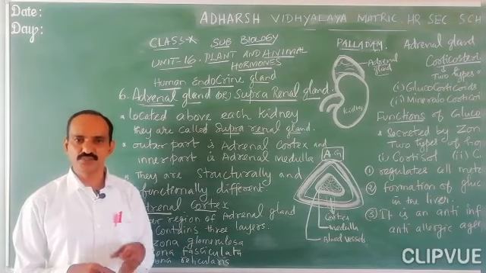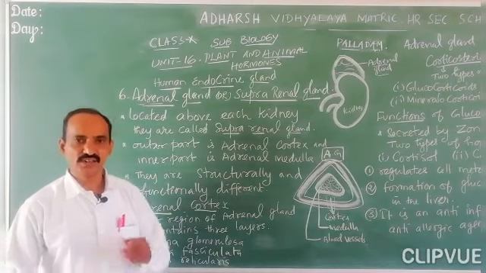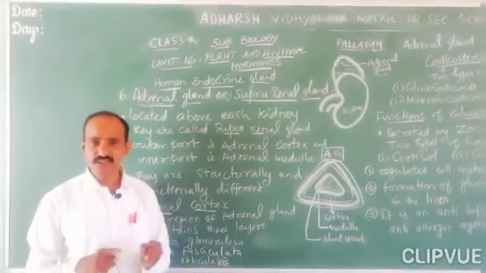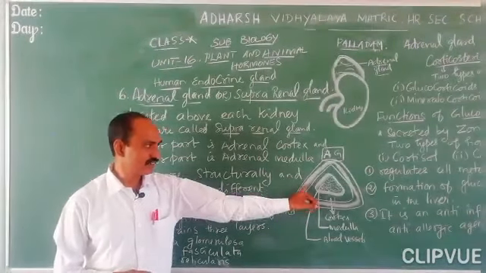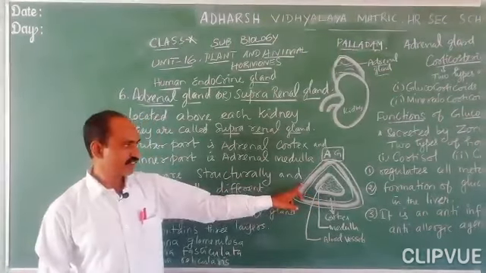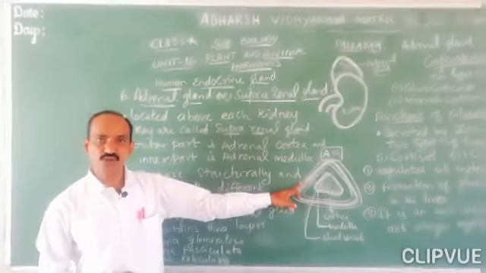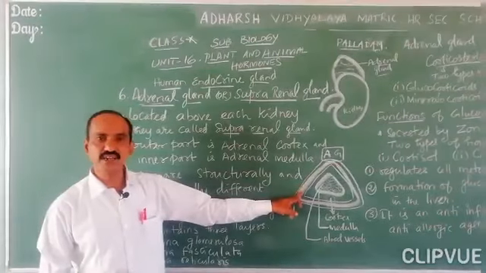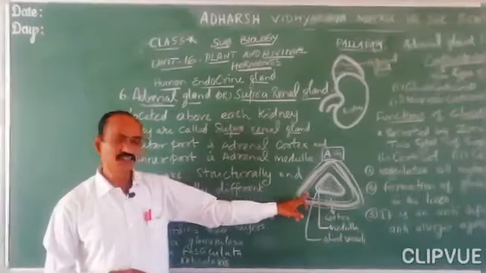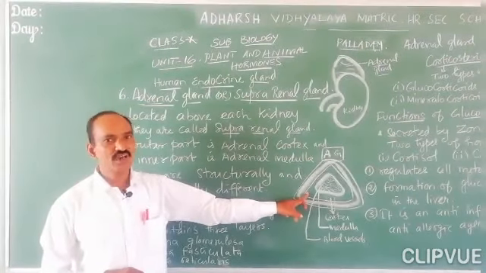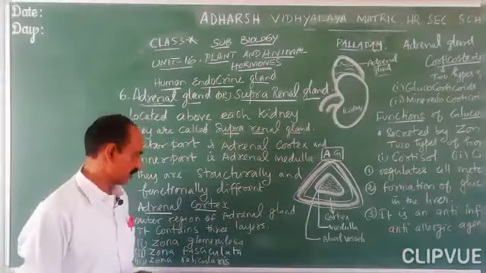These are difficult words. Please, once again I will tell. You can listen carefully. Adrenal cortex contains 3 layers. First layer, that is zona glomerulosa. Second layer, that is zona fasciculata. Third layer, that is zona reticularis.